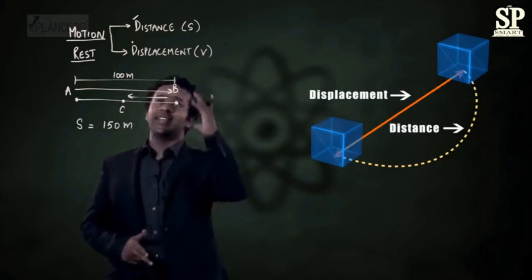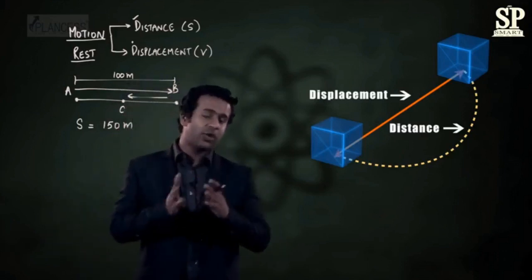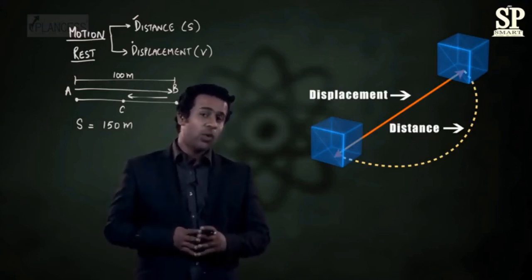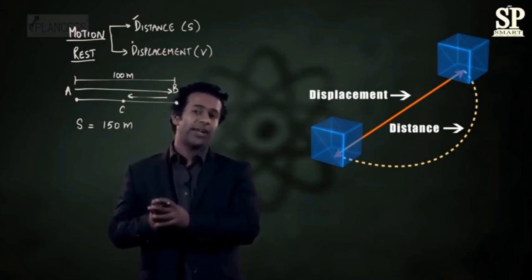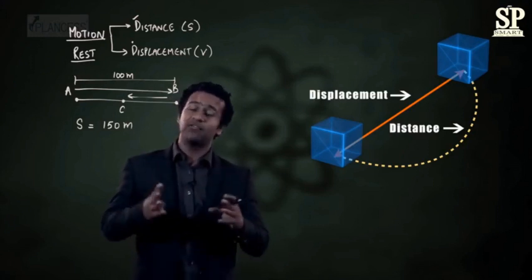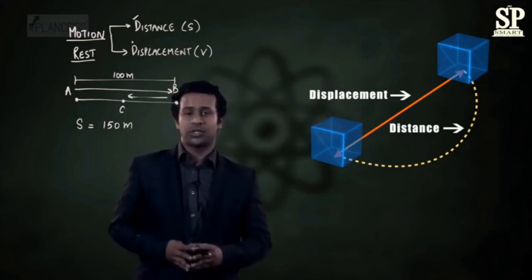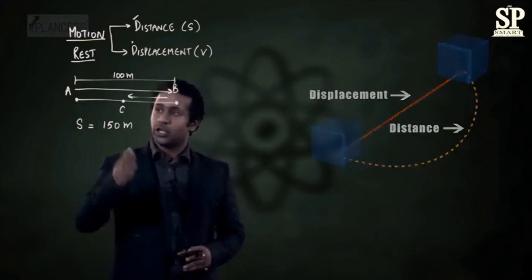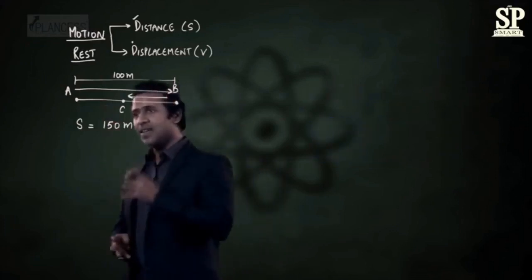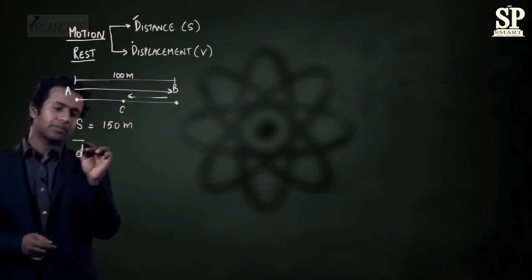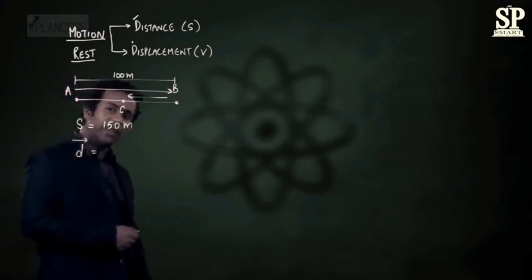Right. So distance is the length of the actual path taken by the particle, and displacement is the length when you join the initial point with the final point. It gives you the shortest distance between the initial and the final position. Right. So the question that we had just seen, in this case, if you were asked about displacement, what do you think that would be?